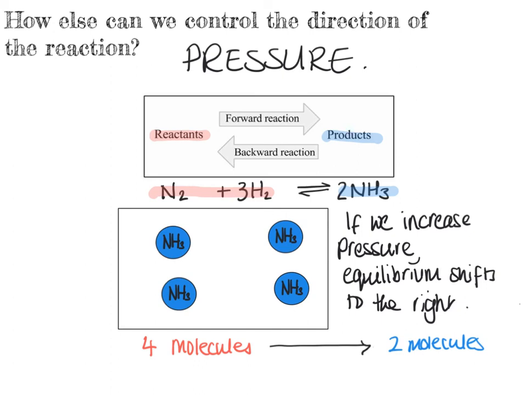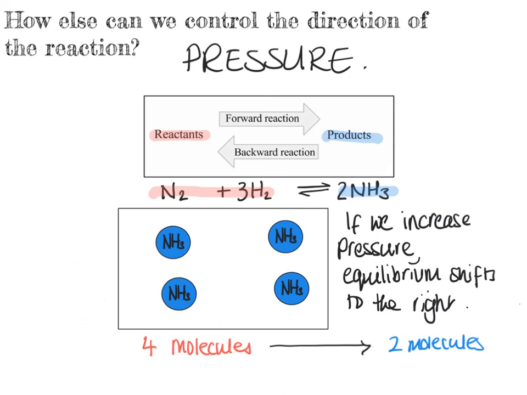So there's your third way of changing the position of equilibrium and finding a new position of equilibrium where we're making more products. Similar to concentration, remember you don't just have to increase pressure, you could decrease it, you could make this area much larger.